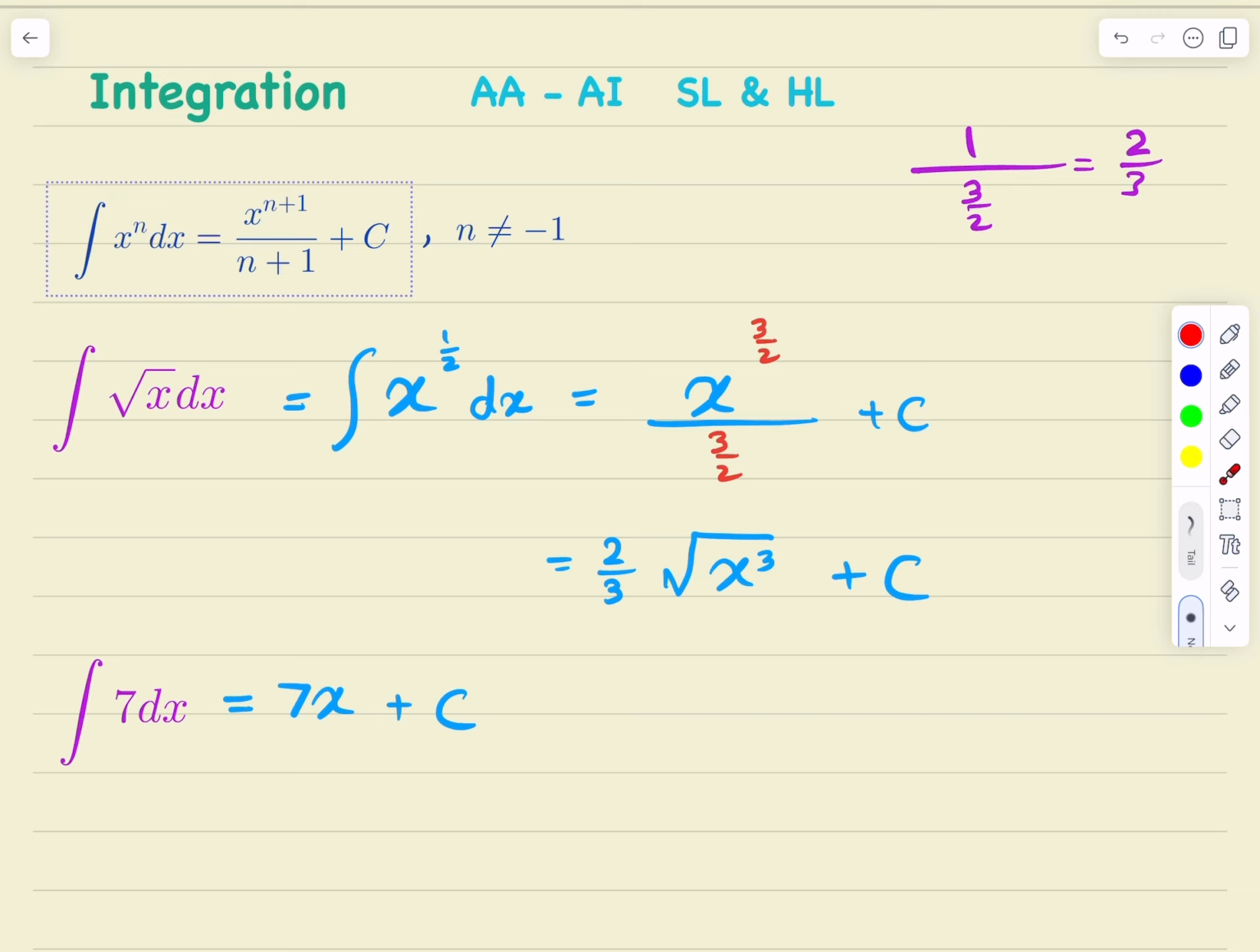In the same way, for example, when we integrate 10, it becomes 10x. When we integrate, let's say, negative 11, it will be simply negative 11x plus c. So we just put here x and then plus c for any constant function.